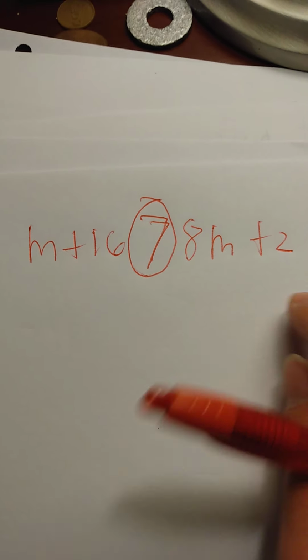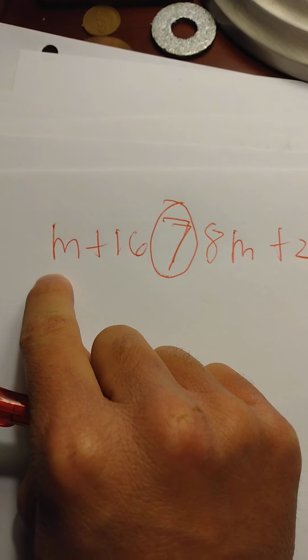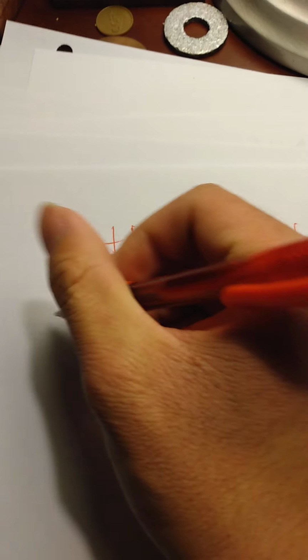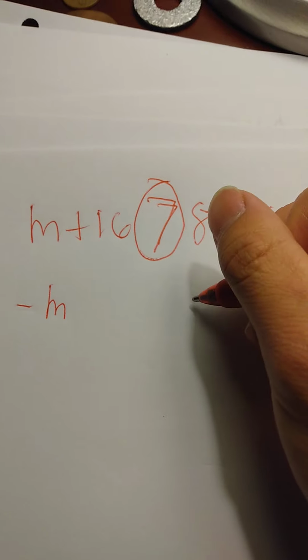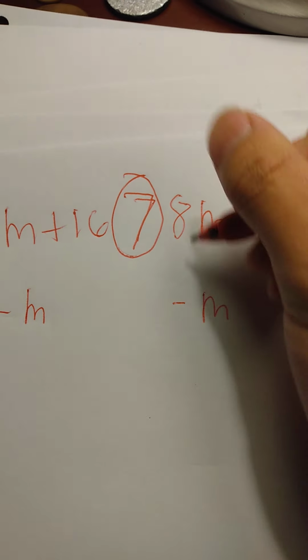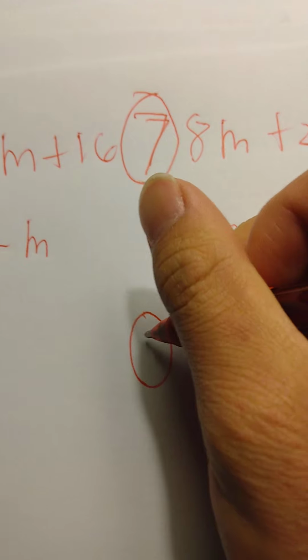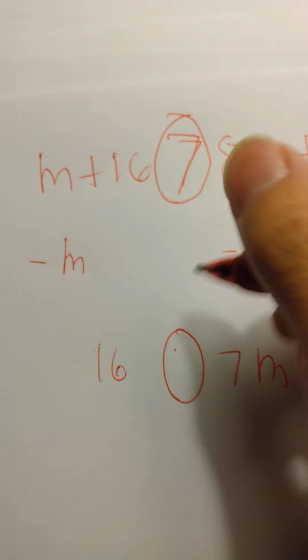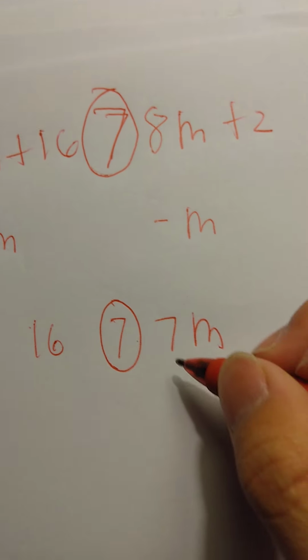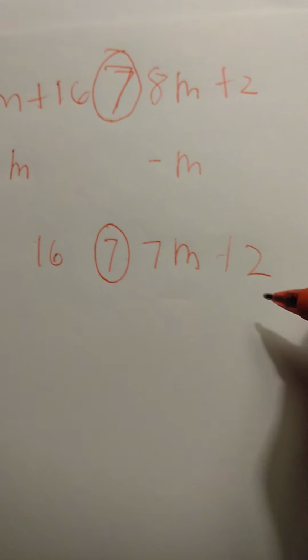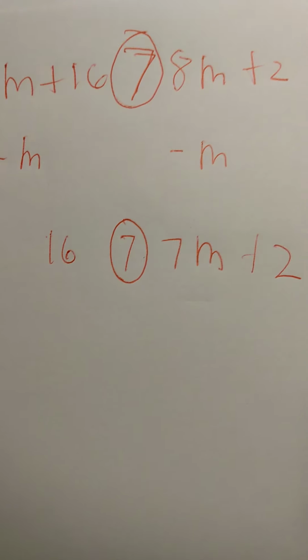So let's get started. What usually math teachers tend to do is m minus 8m. So we get 7m. So 16 is greater than 7m plus 2. But you know what the next step is?